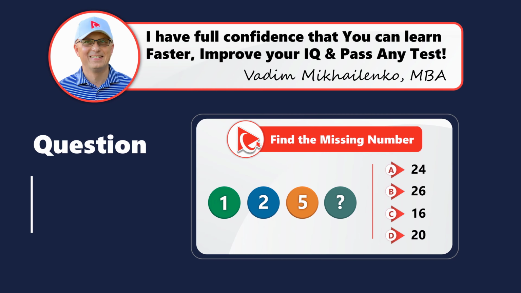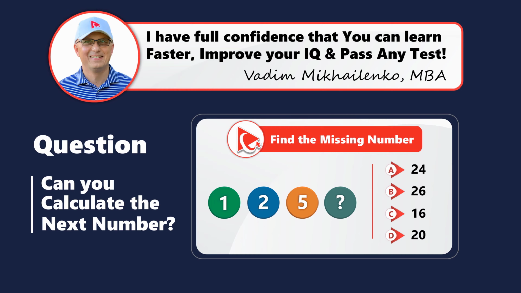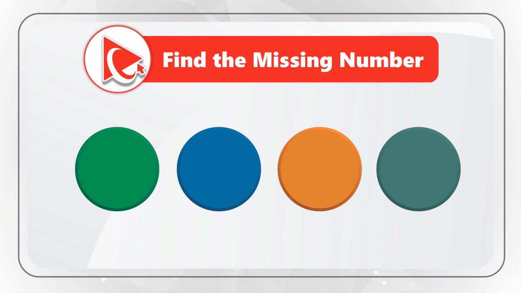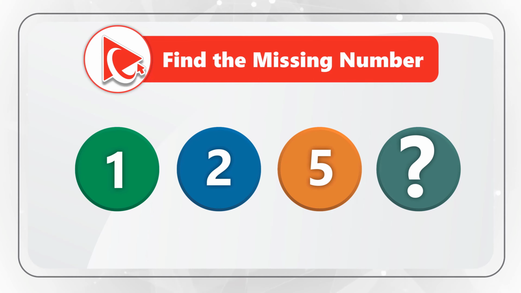Here's a very interesting question where you need to calculate the missing number. You're presented with 4 circles. Each circle is of a different color. The first circle has number 1 inside of it. The second circle has number 2. The third circle has number 5 inside. And the last circle has the missing number represented by the question mark.